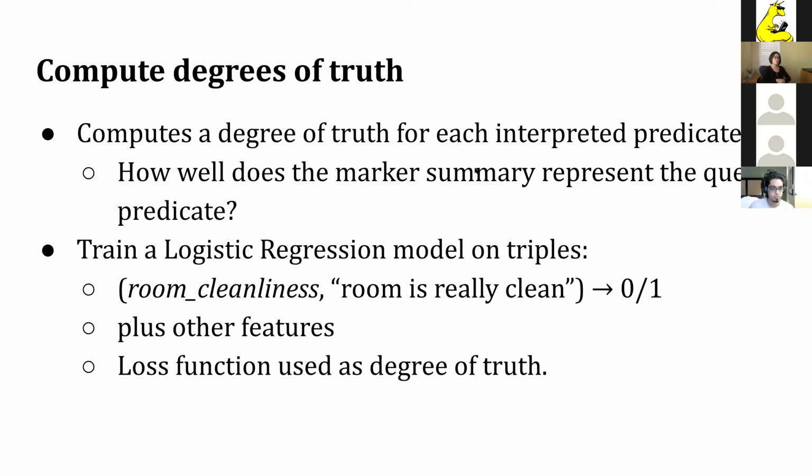So how well does the marker summary represent the query predicate? Here, to get the degree of truth, we train a simple logistic regression model based on the following triples. For example, the marker summary room cleanliness will pass in a number of phrases. This is crowdsourced to get labels, whether the workers think the room cleanliness marker summary is representative of a phrase, like "has really clean rooms." From the crowdsourcing work, we get a bunch of labels, and then we build a logistic regression model, plus some other features that we use. The output of this logistic regression model is used as the degree of truth. It can tell us how true it is that the room is really clean when compared against the marker summary room cleanliness.